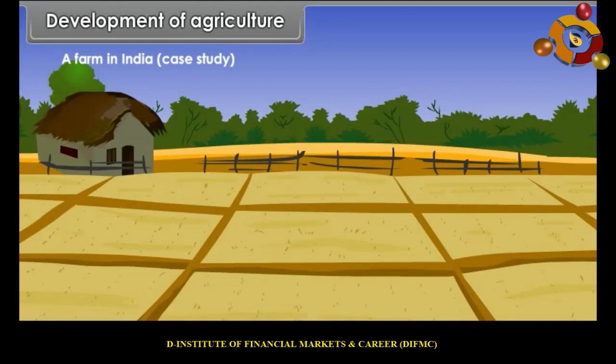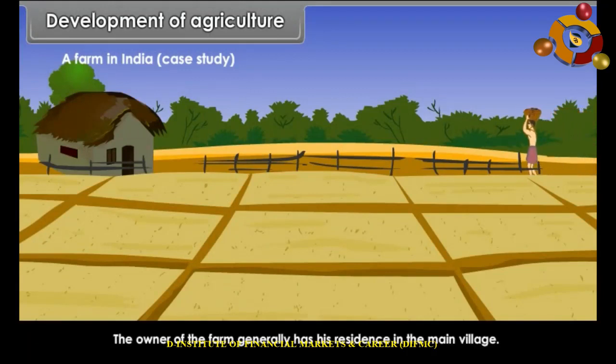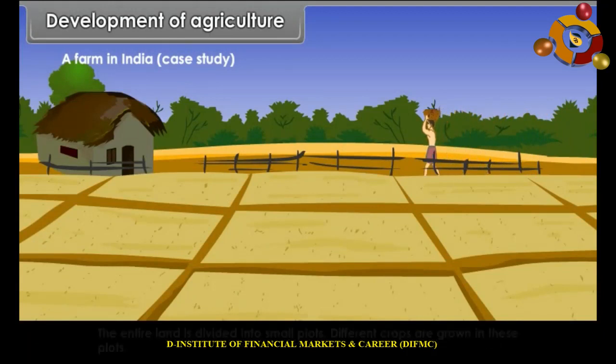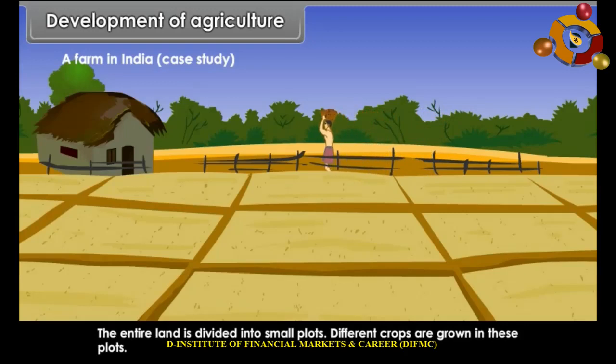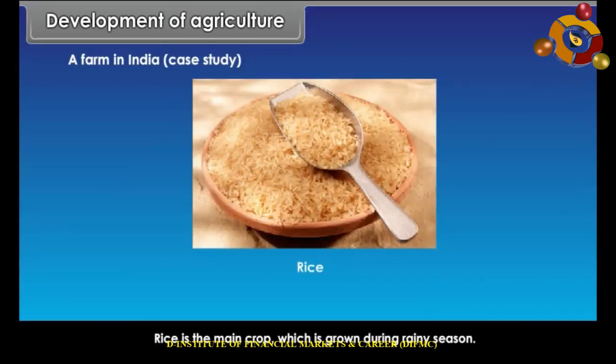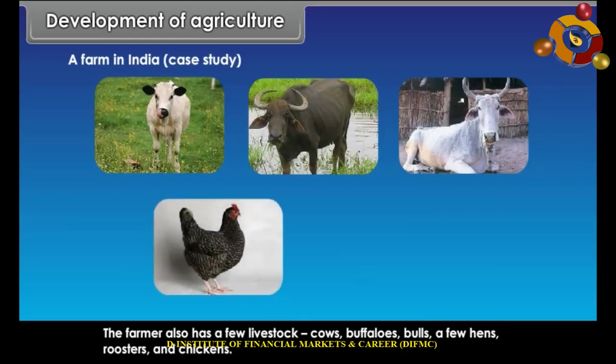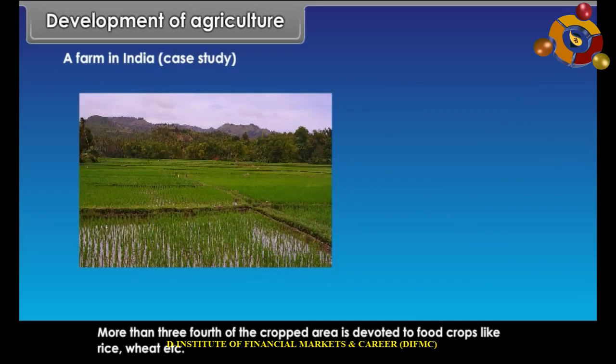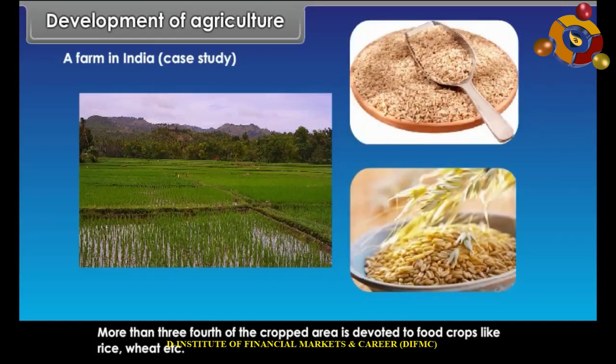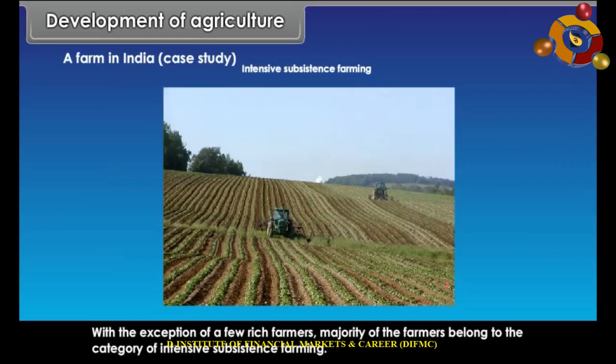A farm in India, a case study. The owner of the farm generally has his residence in the main village. The entire land is divided into small plots. Different crops are grown in these plots. Rice is the main crop, which is grown during rainy season. The farmer also has a few livestock: cows, buffaloes, bulls, a few hens, roosters and chickens. More than 3/4 of the cropped area is devoted to food crops like rice, wheat, etc. With the exception of a few rich farmers, majority of the farmers belong to the category of intensive subsistence farming.